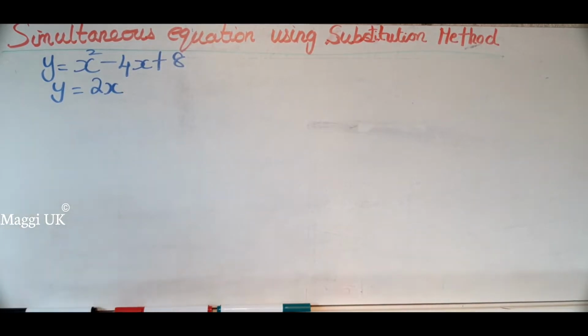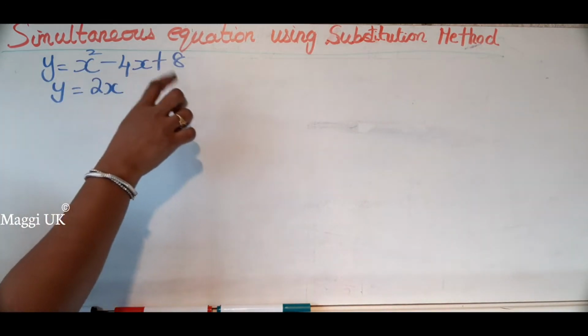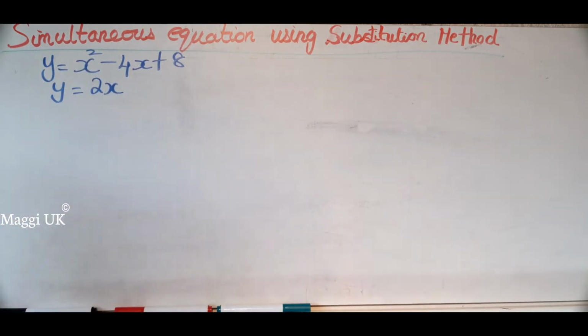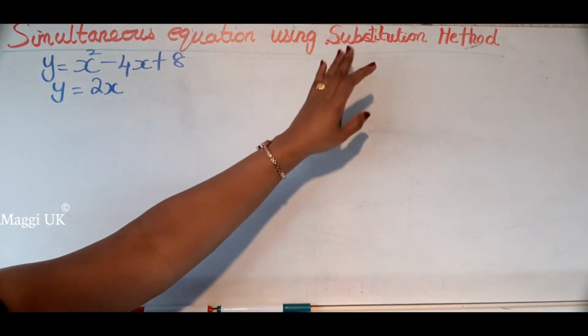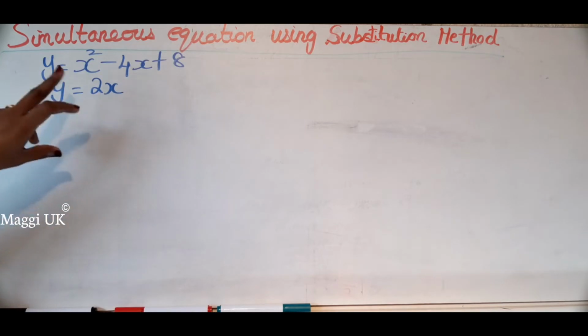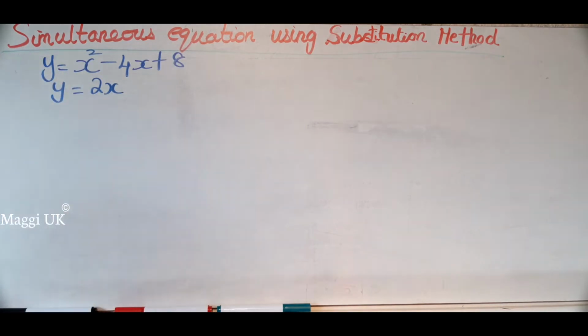Come on, let's begin. Okay, so I'm going to do the simultaneous equation using substitution method. When you have x squared term only, we can use substitution method. Otherwise, we need to use only elimination method. So if you see here, y is equal to x squared minus 4x plus 8, y is equal to 2x. So what we are going to do is, as we already mentioned, substitution method. We are going to substitute this 2x in y.